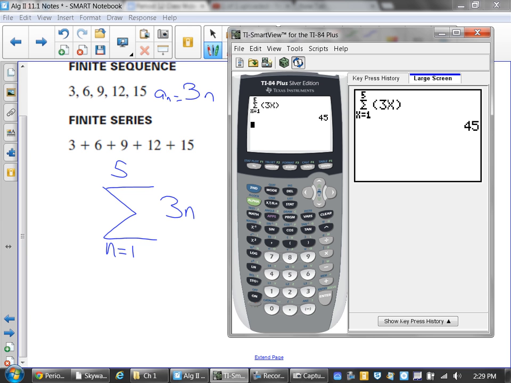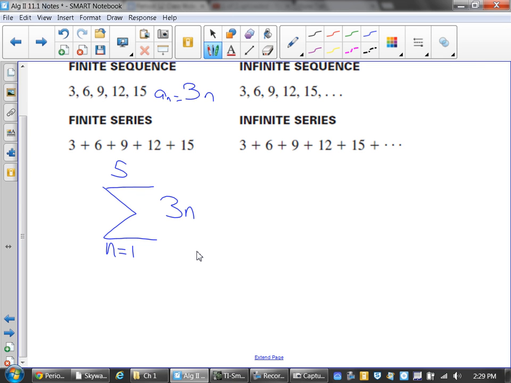Kind of makes sense on how to do that? Yeah. Okay. Now, what's different then when you want to write it out in terms of an infinite series? Do you still start at your first term? Yeah. Do we still have 3n as our explicit rule? Okay. So the difference here then becomes the following.